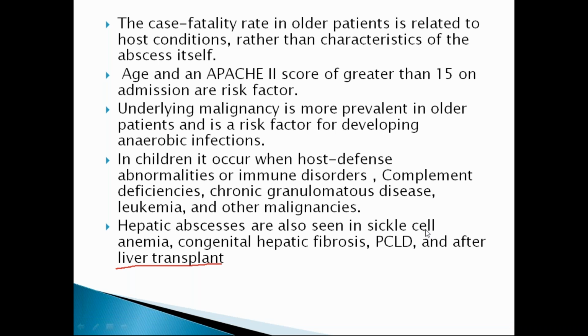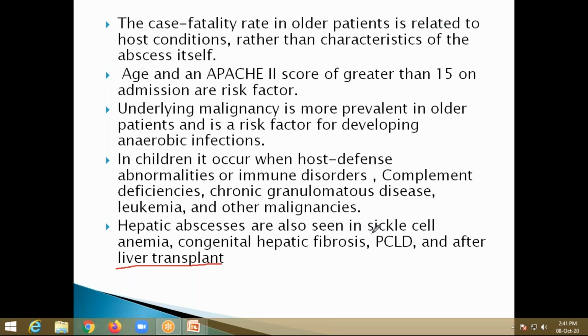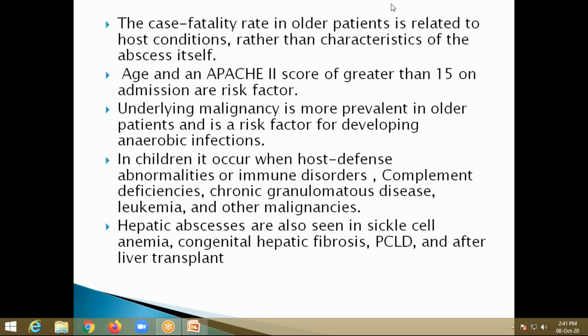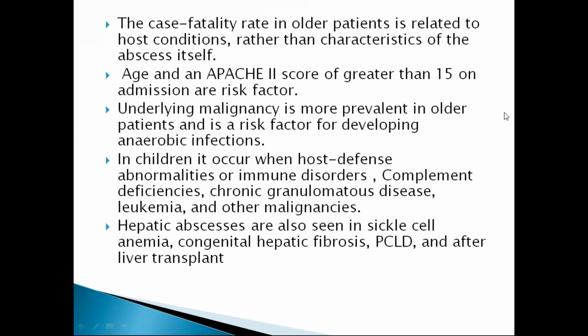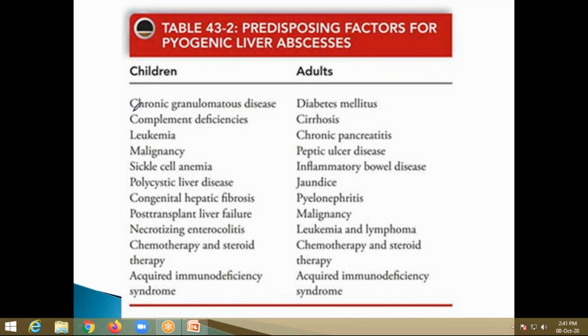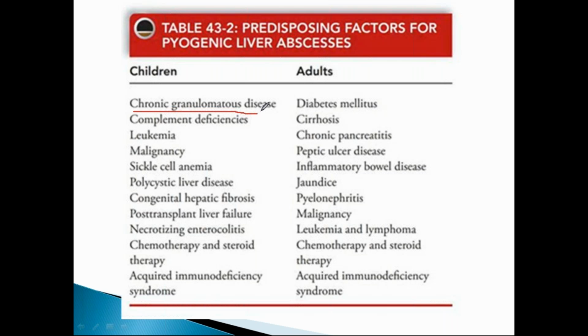Sickle cell disease I have written here. Any hemoglobinopathy, they are more prone to liver abscess and spleen abscess. That is the rule. So these are the reasons. Chronic granulomatous disease is very common in young children. And if it is an adult, it is diabetes.